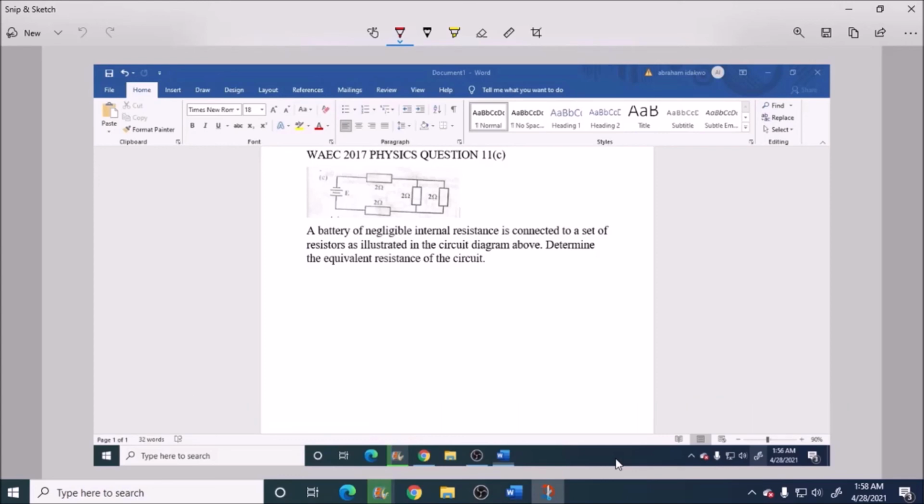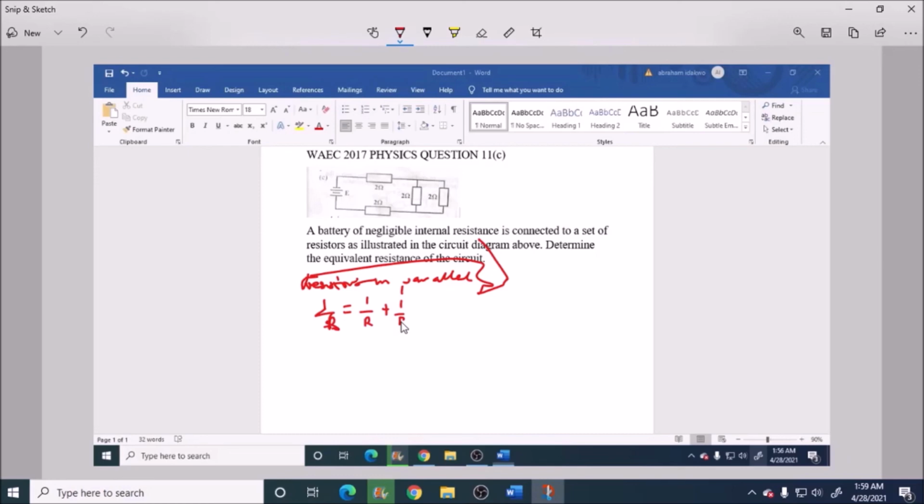So we have resistors in parallel. For resistors in parallel, we have 1 over R equal to 1 over R plus 1 over R. Now remember, this is resistors in parallel, which is equal to 1 over 2 plus 1 over 2 is equal to 1.